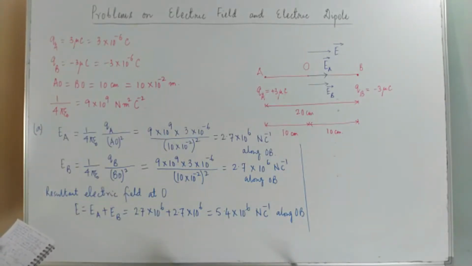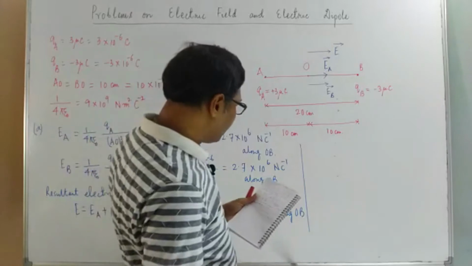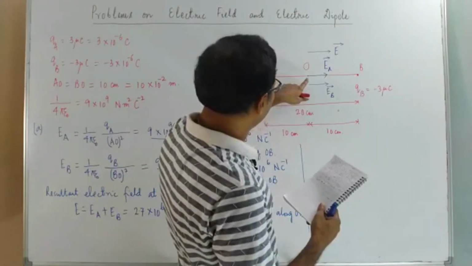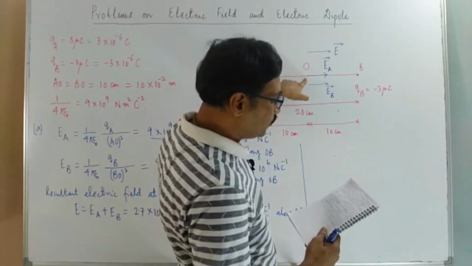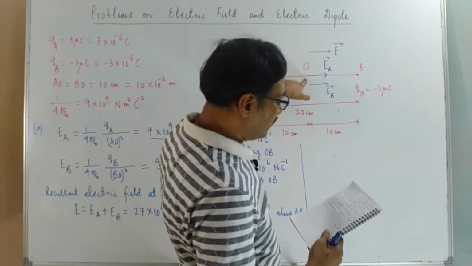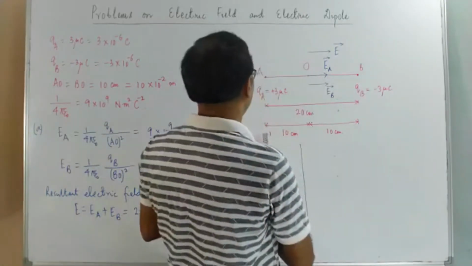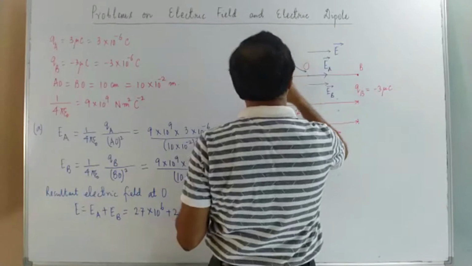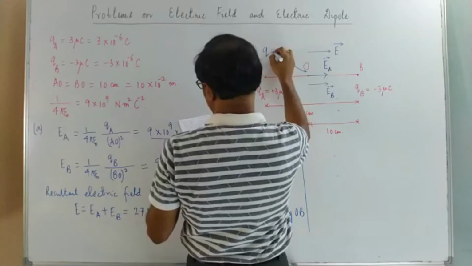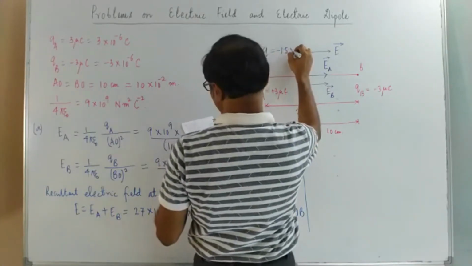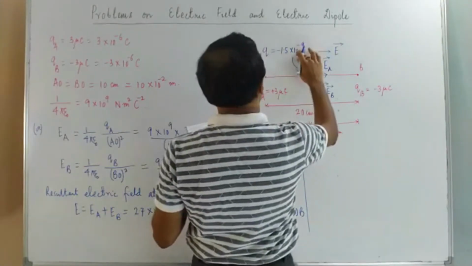Now we are considering the second part of the problem. The statement of the second part is: if a negative test charge of magnitude 1.5 into 10 to the power minus 9 coulomb is placed at this point, what is the force experienced by the test charge? So now you need to consider a test charge Q at point O, that is equal to minus 1.5 into 10 to the power minus 9 coulomb.